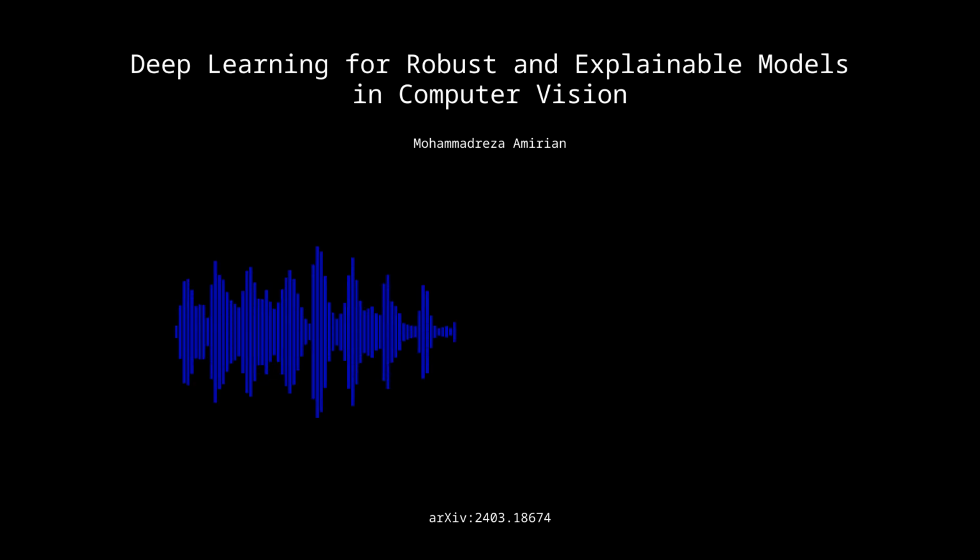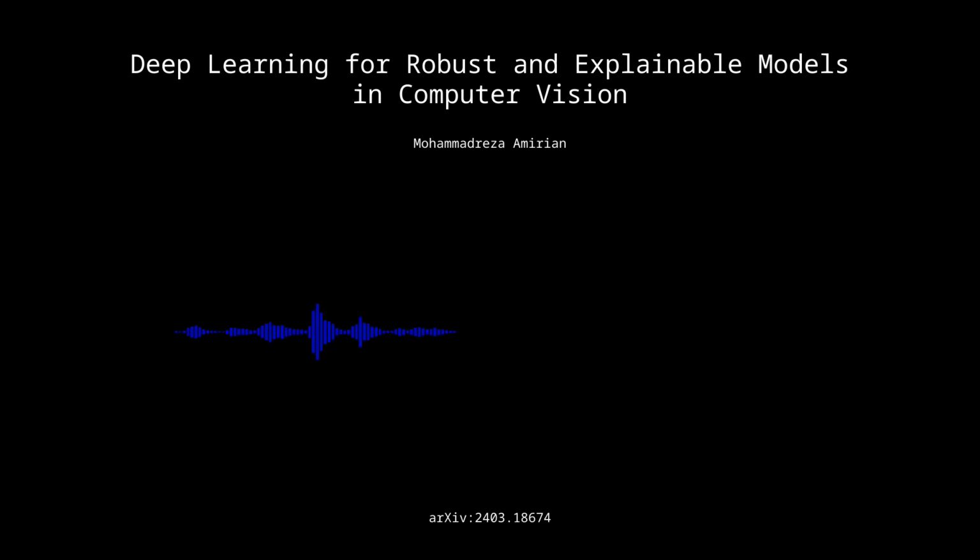But what really stood out to me, and I think this is where we should start, is the author's use of radial basis function networks, RBFs, to make these CNNs more explainable. It's a pretty novel approach. RBFs have been around for a while in classical machine learning, but using them with deep learning models, not so much.